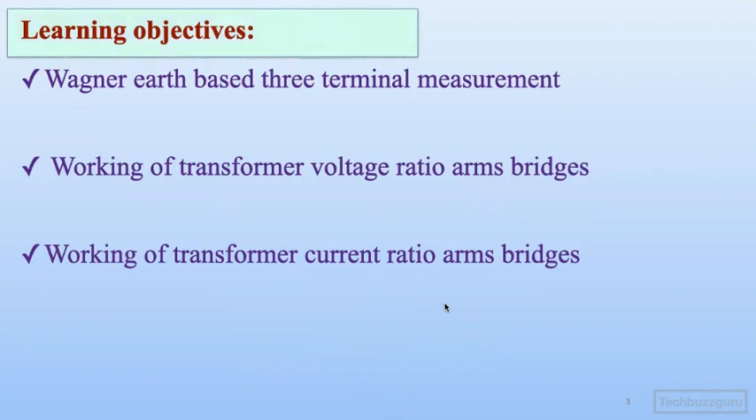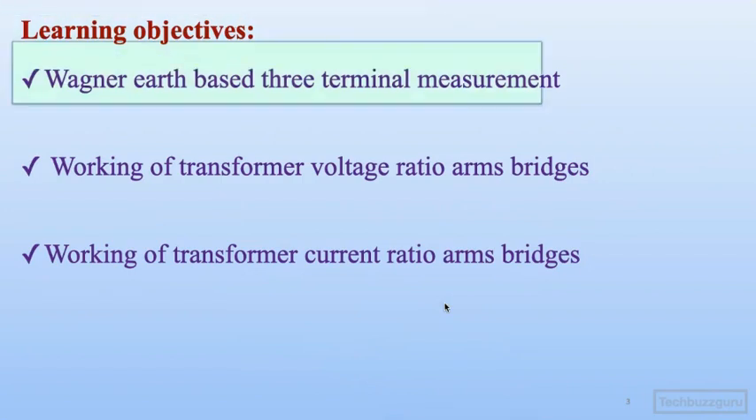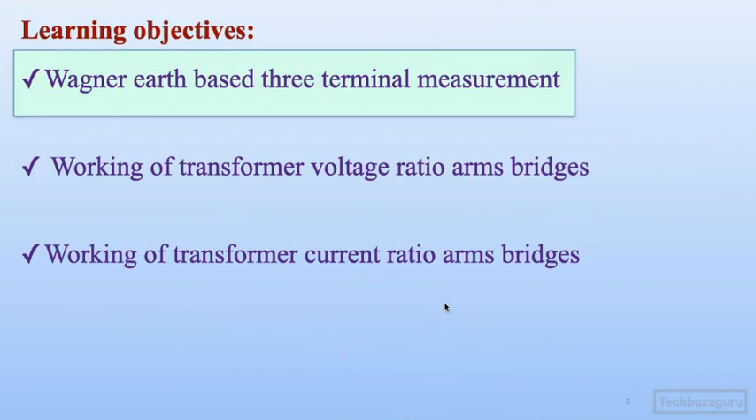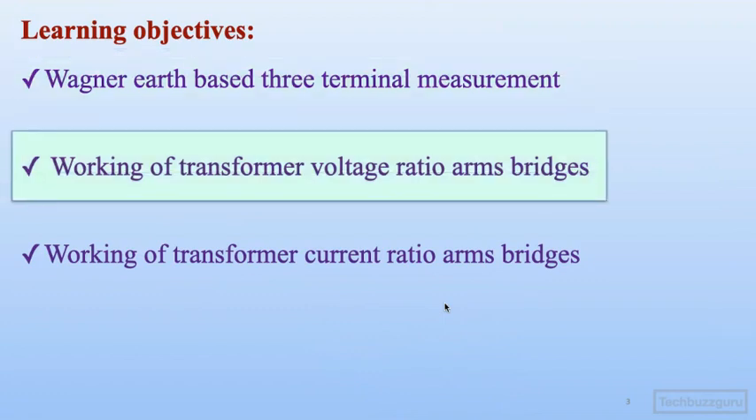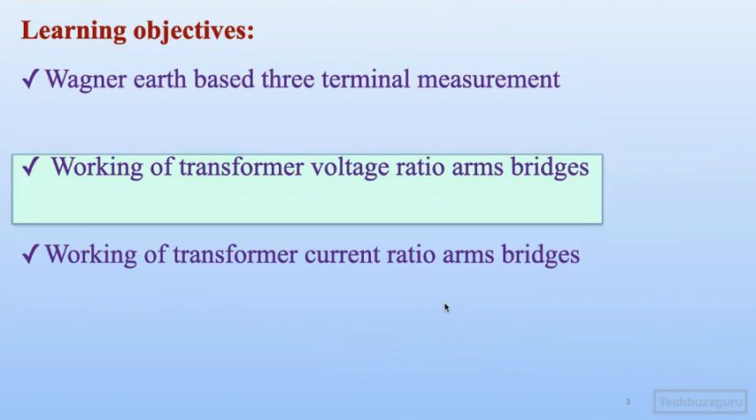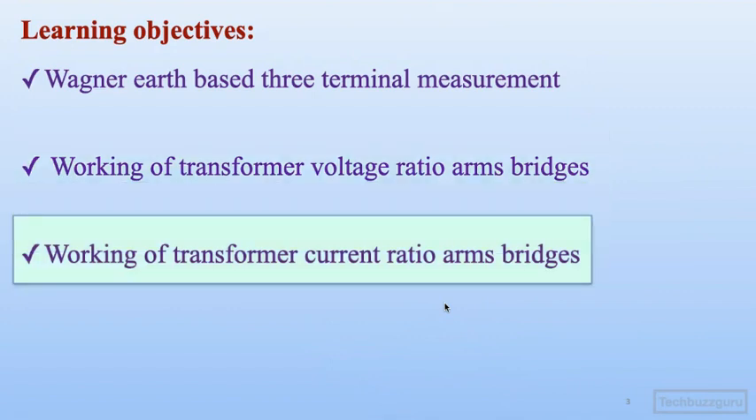The learning objective with respect to this particular topic is, first, Wagner based 3-terminal measurement. We are going to consider that it is actually a Schering bridge only, but using the Wagner earth method. Then next is the working of the transformer voltage ratio arm bridge, and finally the working of the transformer current ratio arm bridge. So three methods will be seen.